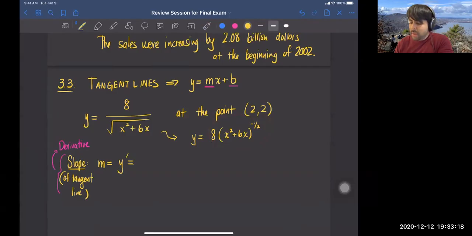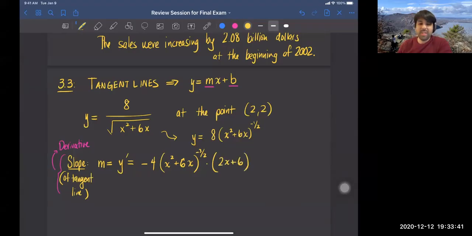I take the derivative by doing what? The power rule, right? Placing this in front, and I get what? 8 times negative 1/2 is negative 4. I leave the inside function alone, and then I subtract 1 from the exponent: negative 1/2 minus 1 is what? Negative 3/2. And then I multiply by the derivative of the inside, which is 2x plus 6. So this whole thing is my derivative.